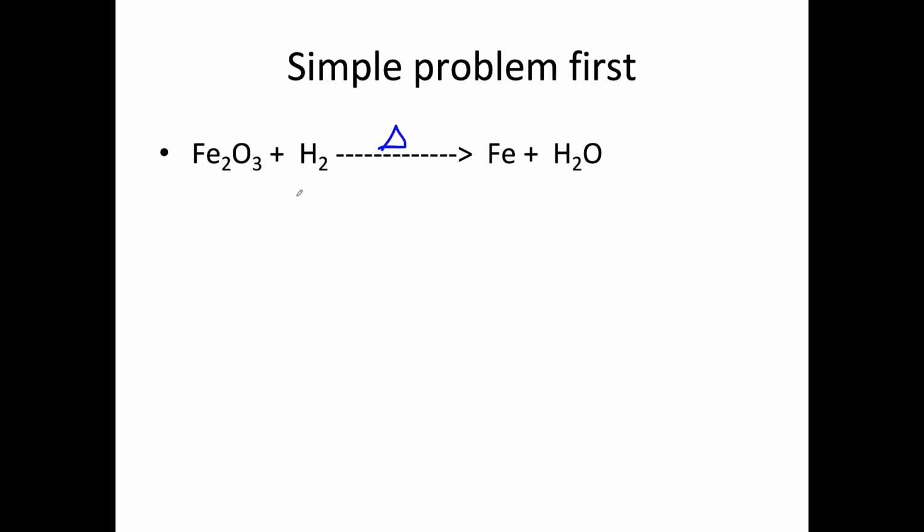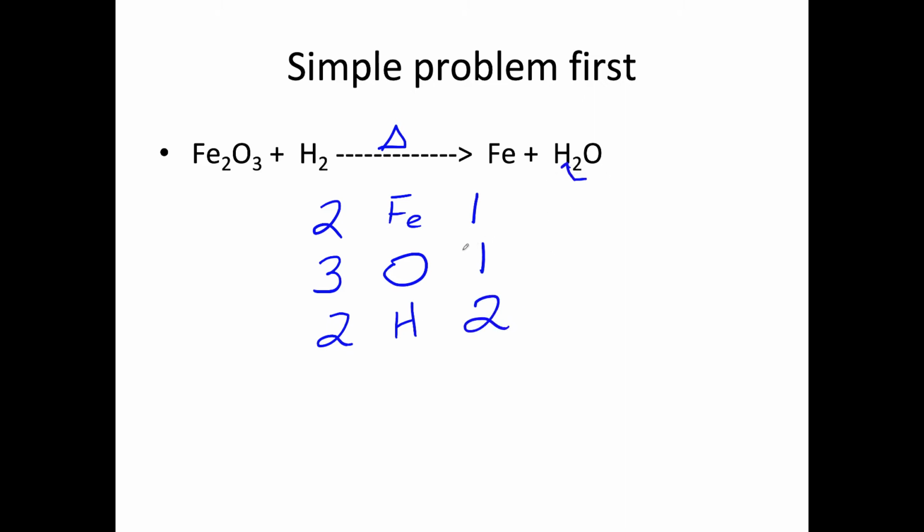So we're going to count the elements, Fe, O, and H. We've got 2 iron on the left, 3 oxygens, and 2 hydrogens. And on the right, we have 1 iron, 1 oxygen, and 2 hydrogens. Remember, the 2 goes with the hydrogen, not the oxygen. So everybody's going, oh, look, hydrogen's balanced. Well, let's see what happens.